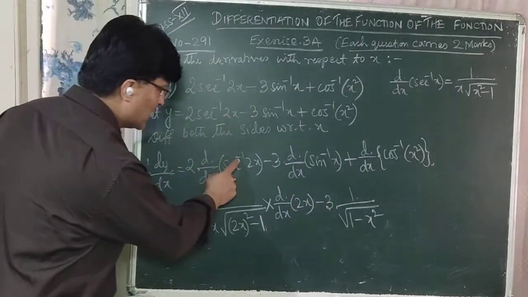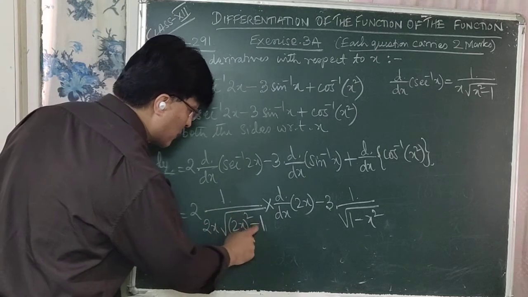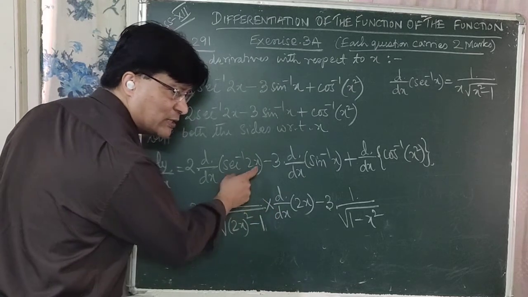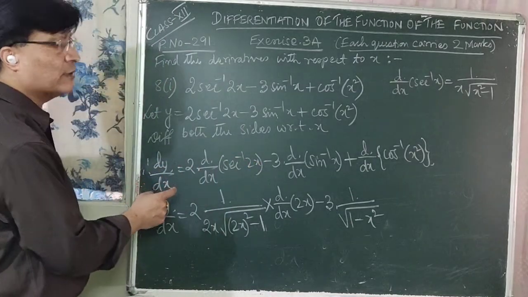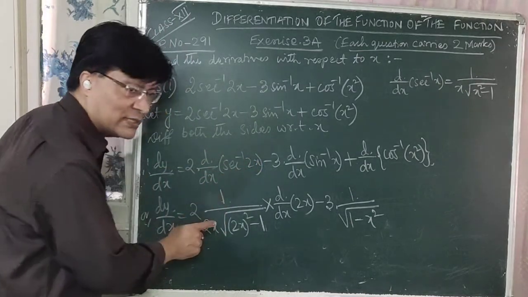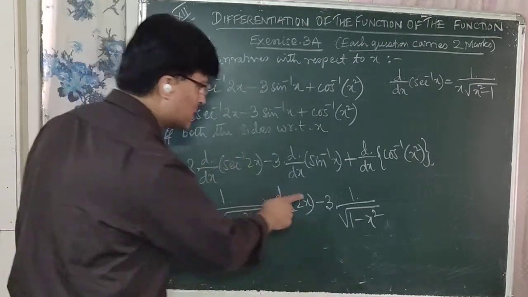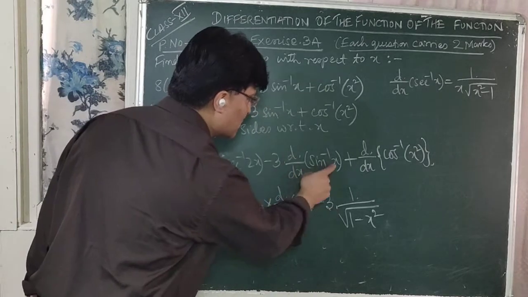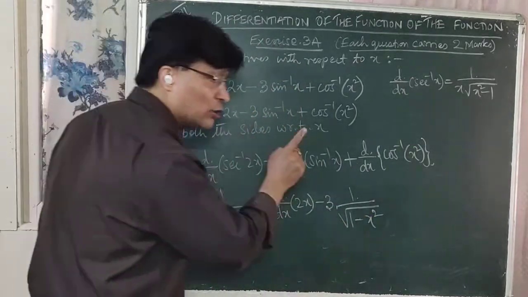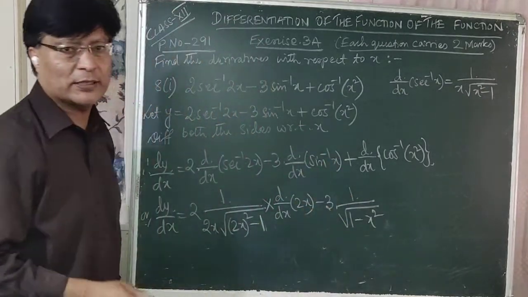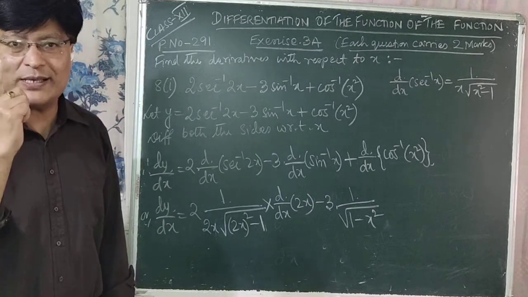In this case, sec inverse 2x is there. I have written here 1 upon 2x root over 2x square minus 1. Again 2x is differentiated, that is d by dx of 2x. But in this case, I have written here 3 into d by dx of sine inverse x is 1 upon root over 1 minus x square only. But you don't have to differentiate this x with respect to x, because you know that differentiation of x with respect to x is always 1.